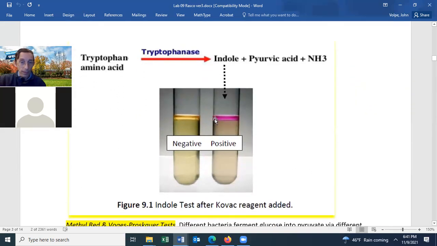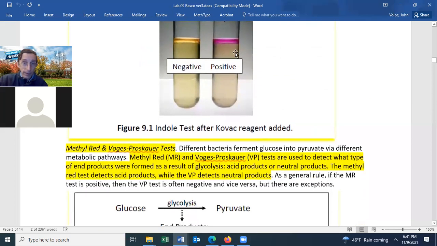And that doesn't look very red, but that's this photograph. That's positive, that's negative. Normally it's a red color. Tryptophan is an amino acid, and in the presence of tryptophanase it is converted into indole, which causes the red color, and it's also converted into pyruvic acid. You only see the red color when you add the Kovacs reagent, and Kovacs reagent is lipid-based, and that's why it's floating on the water.